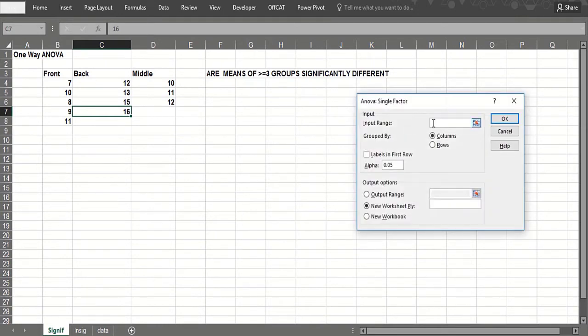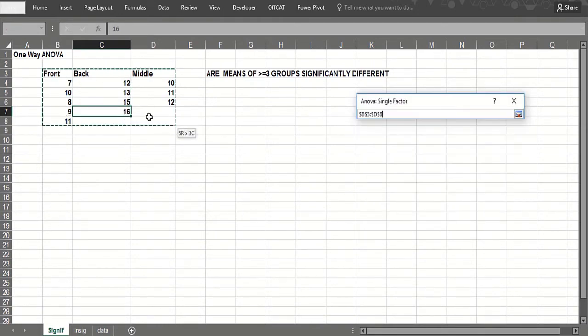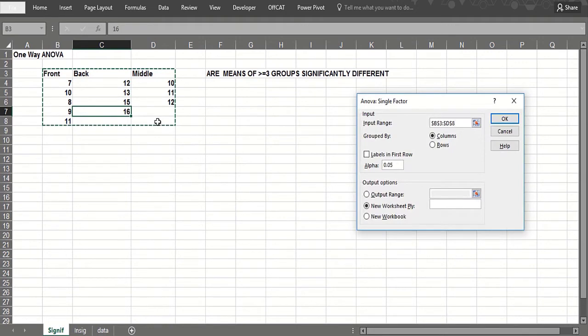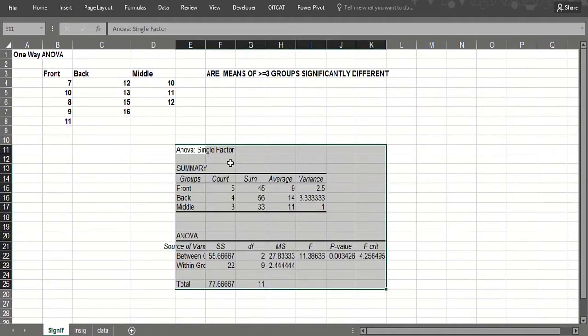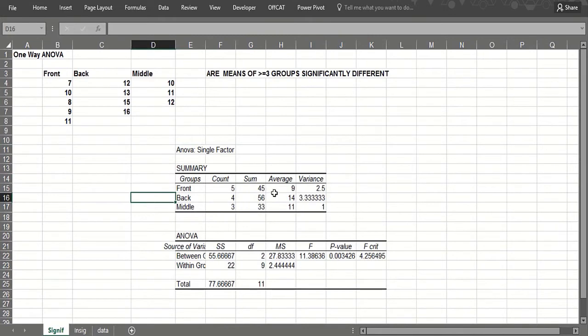So what do you have to put in here? Input range is your data, including the headings. So that would be B3 through D8 there. And then Labels in First Row, because we have labels. Now the output range, the upper left-hand corner, could be anywhere, so we'll go here. So let's see what we got. We got the mean sales in the front was 900, back 1400, the middle 1100.